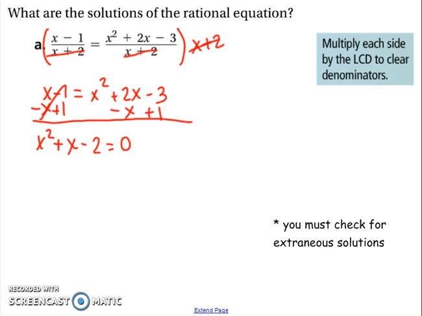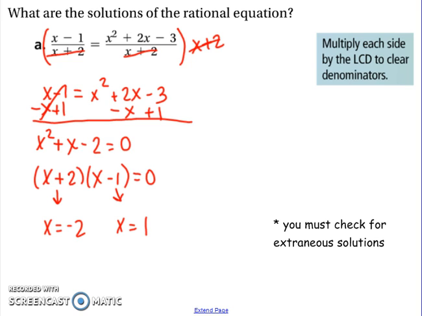So what multiplies to negative 2 that adds to 1? So we're going to use 2 and negative 1. So x plus 2 and x minus 1 equals 0. So we're going to set both of these equal to 0. If I set x plus 2 to 0, I get x equals negative 2. If I set x minus 1 to 0, I get x equals 1. So we have two answers.